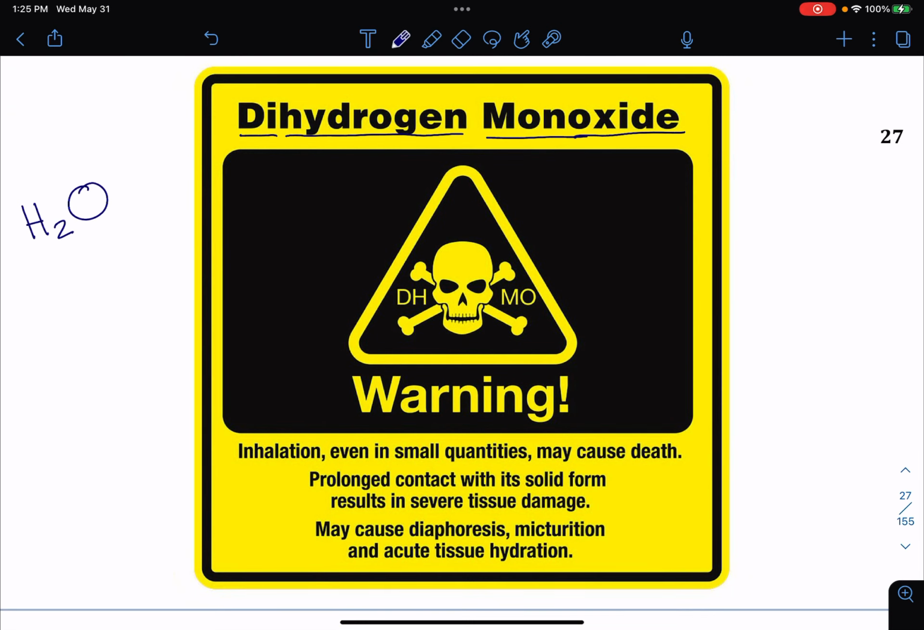So now let's look at this. We are going to talk about inhalation. If you inhale some water, even in small quantities, that may cause death. That's basically drowning. If you get a lot of water in your lungs, not good for you. If you have prolonged contact with its solid form, so ice, on your skin for a very long time, that will definitely result in severe tissue damage. Diaphoresis is the scientific medical word for sweating, and micturition is urination. So yeah, if you drink a lot of water, you're going to be sweating a lot and urinating a lot, and neither of those are bad, obviously.